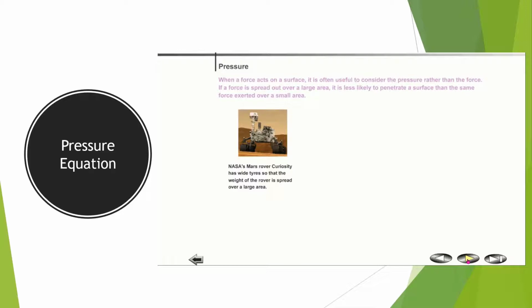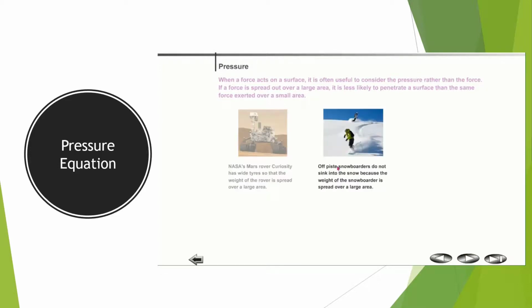So here are some examples. NASA's Mars Curiosity had to have wide tyres. If you think about that, that's a large area, about the size of a small car. So the force, which in this case is the weight acting down, spread over a big area will give you a small pressure, and that means the Mars rover won't sink into the sand. Again, off-piste snowboarders don't sink, because the weight of the snowboarder, the force acting downwards, is spread over the whole board. It's spread over a large area, so you don't sink into the snow.